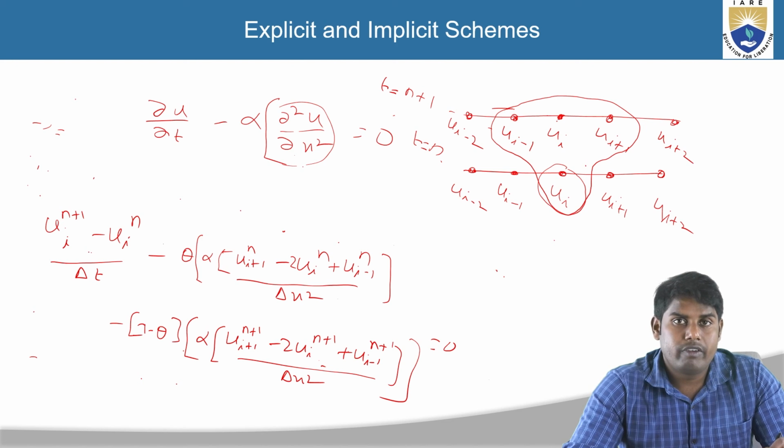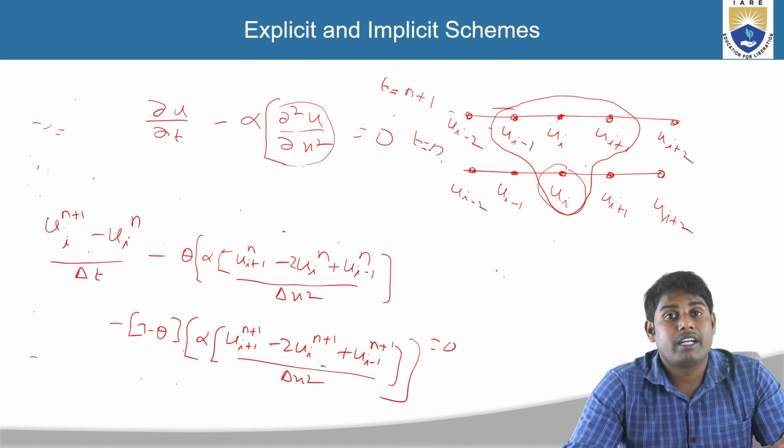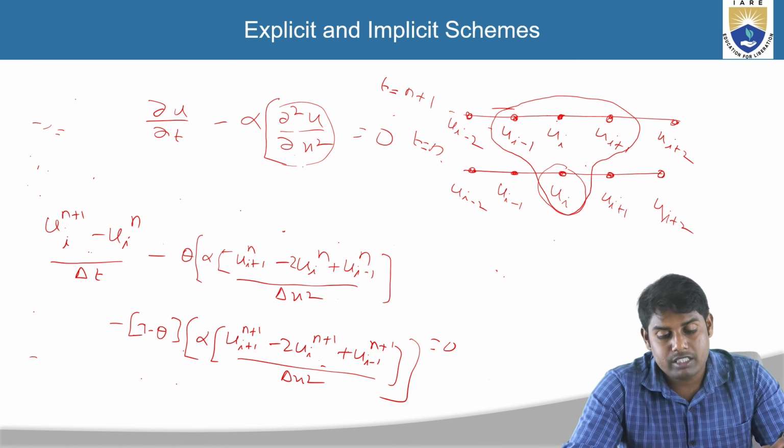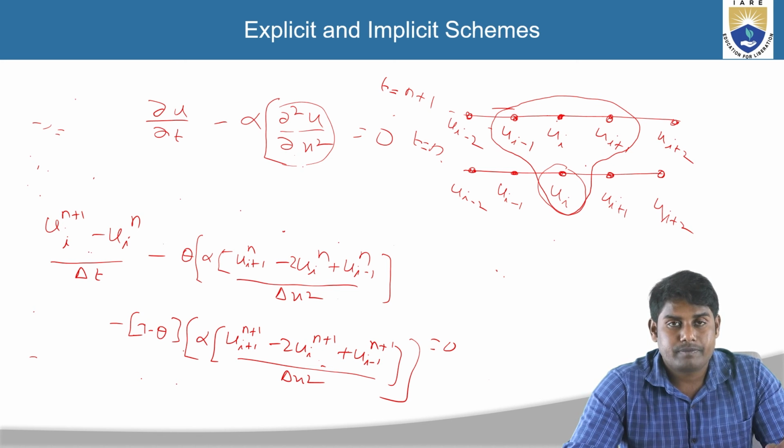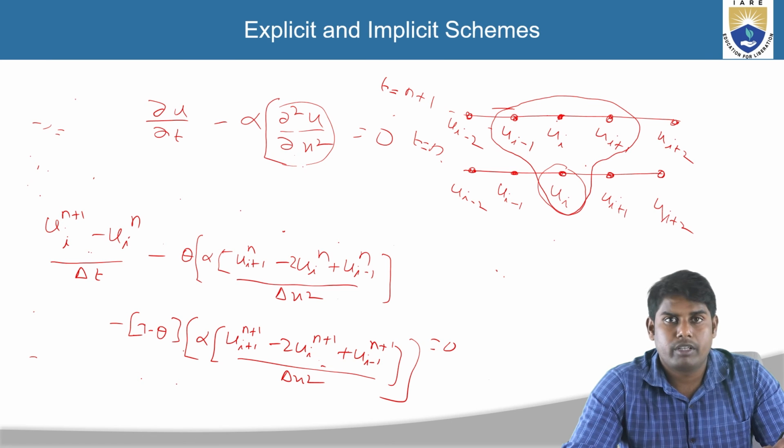And we will see in a future class regarding the stability. Is the explicit scheme stable or is the implicit scheme stable? Which one is conditionally stable, which one is unconditionally stable? Basically, implicit schemes are unconditionally stable and explicit schemes are conditionally stable, but some schemes are unconditionally stable. We will come to know which scheme, there are different types of numerical schemes, which are stable and which are unstable.